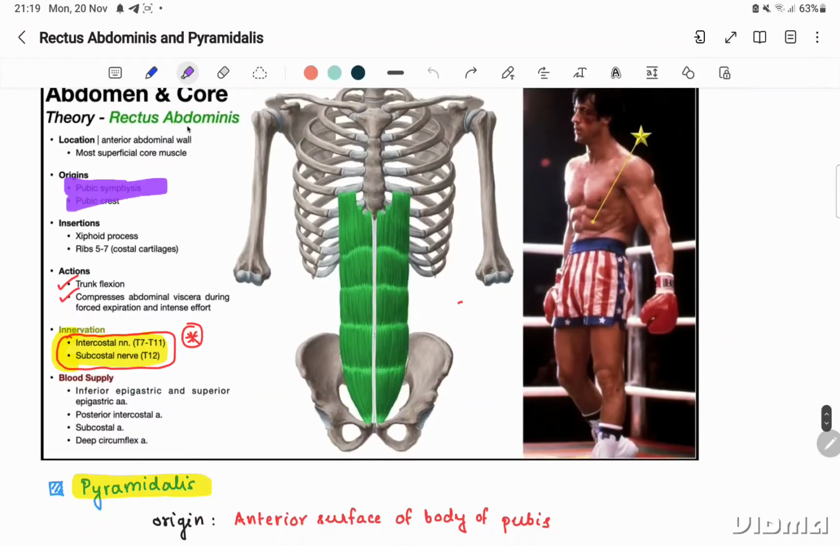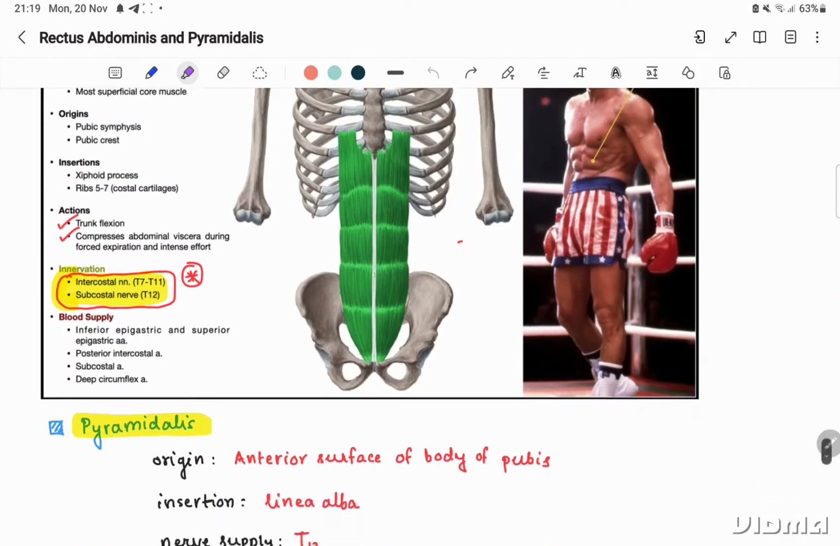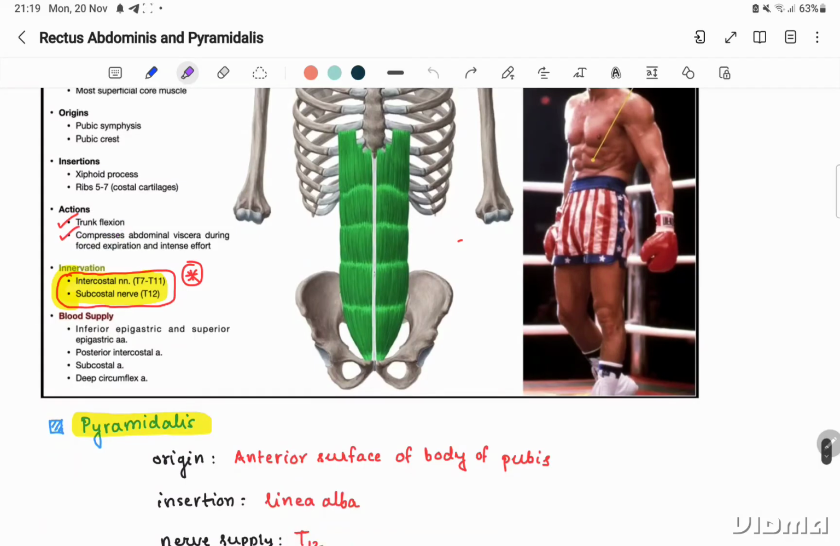Okay, it originates from the pubic crest. It inserts into the xiphoid process and the 5th to 7th costal cartilages. What is the action? Trunk flexion, like we are bending over. It is called trunk flexion, and it compresses the abdominal viscera during forced expiration and intense effort.